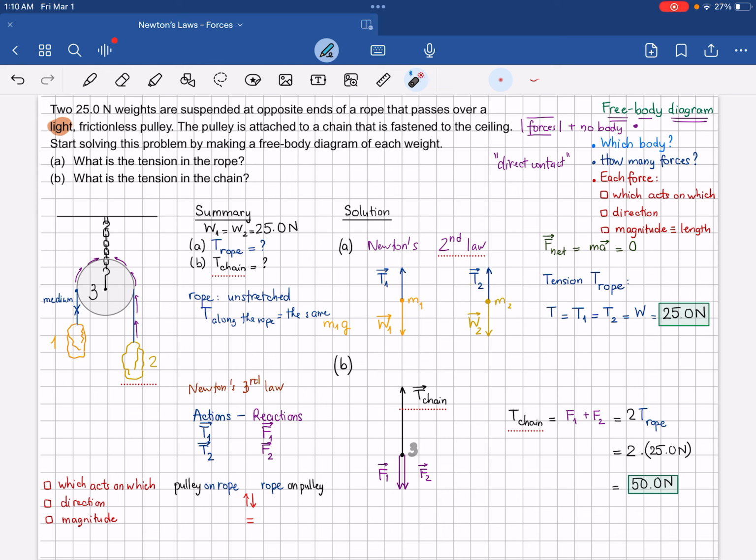And then we can see the same thing: in order for the pulley to stay in equilibrium at rest, with no motion at all, all the forces have to cancel out each other. We have these upward, we have this upward, we have these downward. So this means that the magnitude of the tension in the chain should equal F1 plus F2. And each F1 equals the tension. That's what we found here.